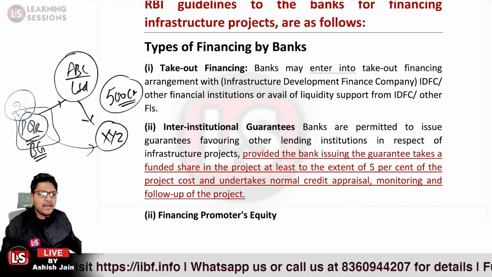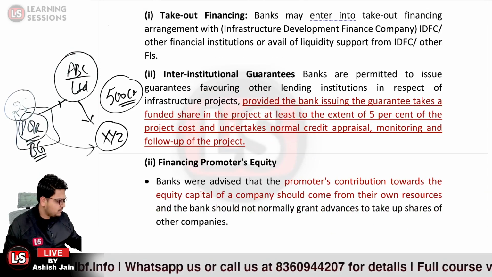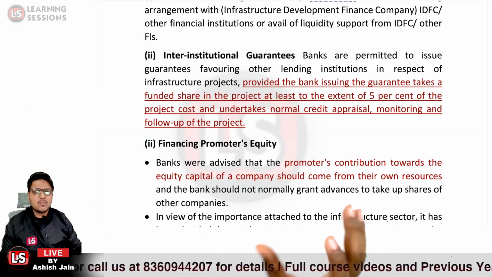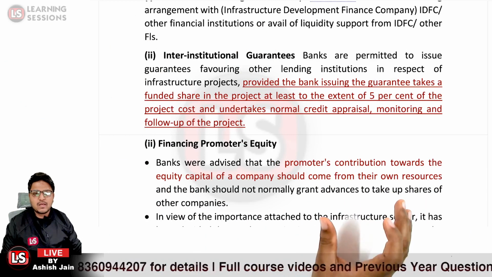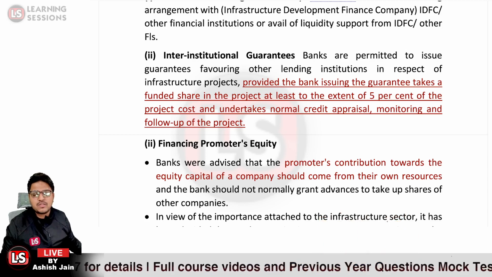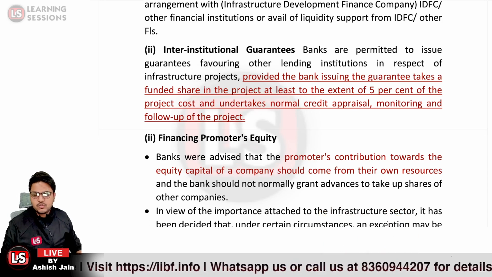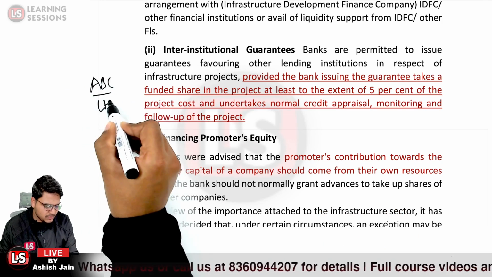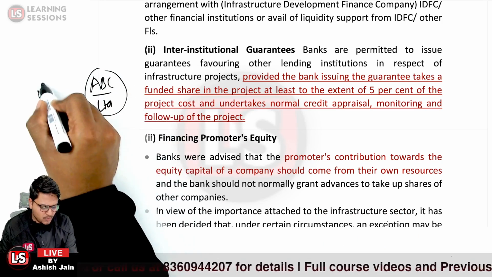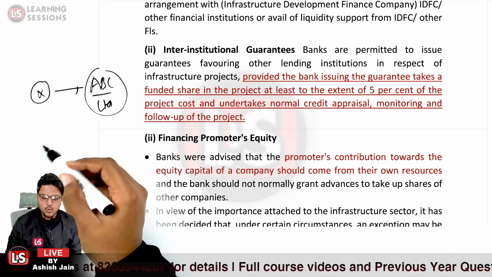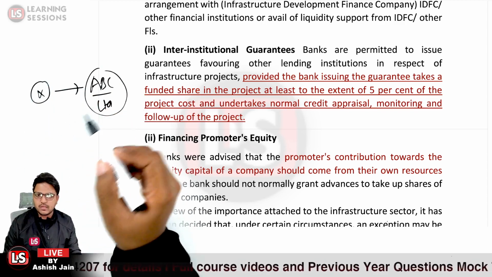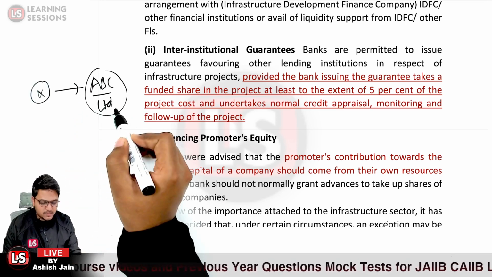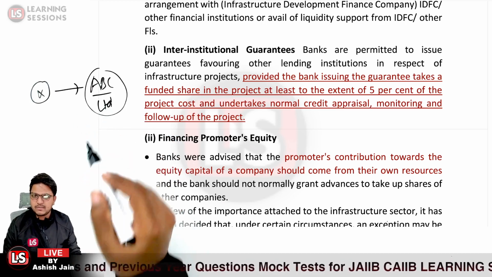Third, it is related to financing promoters' equity. Banks were advised that the promoter's contribution toward the equity capital of a company should come from their own resources. So here is a scenario. Let us take the case that ABC Limited is the infrastructure company and X is the promoter of the company, who wants to contribute to the equity of the company. He wants to invest in ABC Limited. For that purpose, he wants to own the shares of ABC Limited.